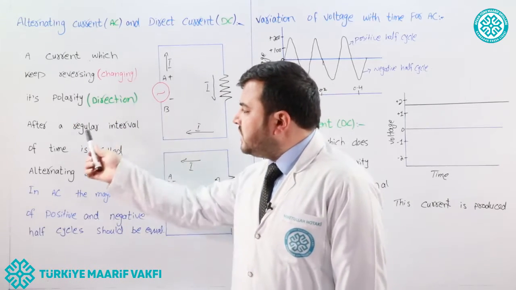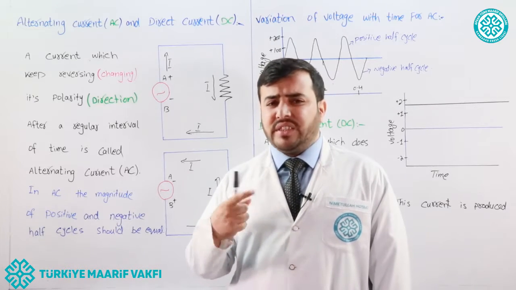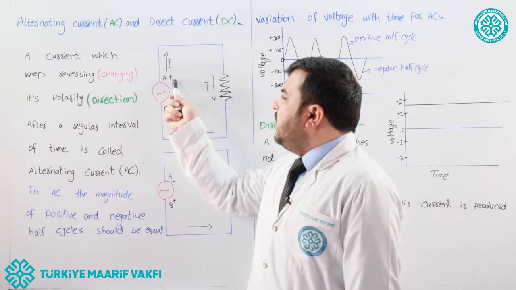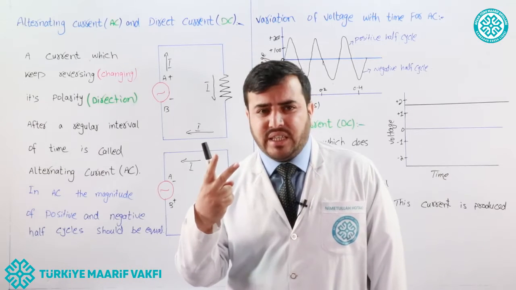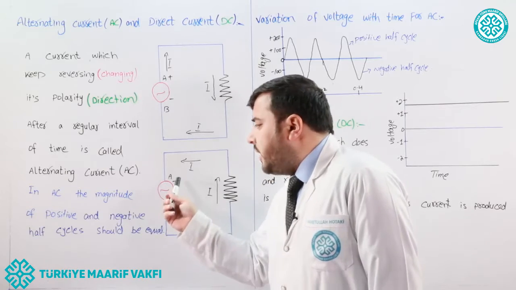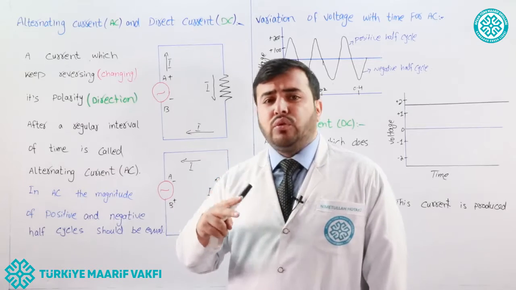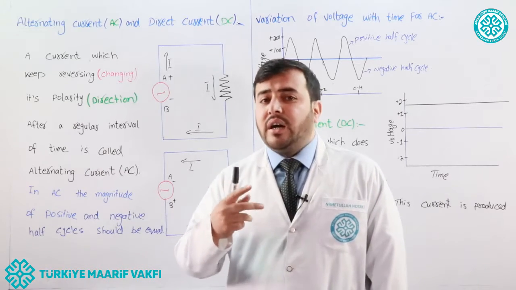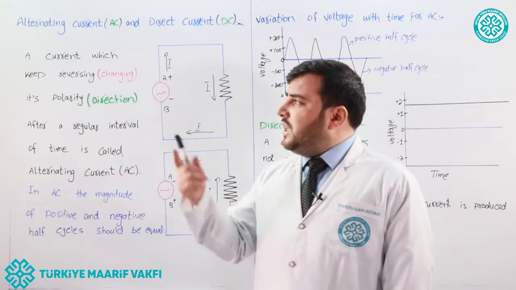Now we will discuss the regular interval of time. What is the meaning of regular interval of time or a fixed time? It means when the current flow from point A to point B is 2 seconds or 3 seconds, the current flow from point B to point A will also be 2 seconds. These two flows will have a fixed time that we call a regular interval of time. So this was the AC current.